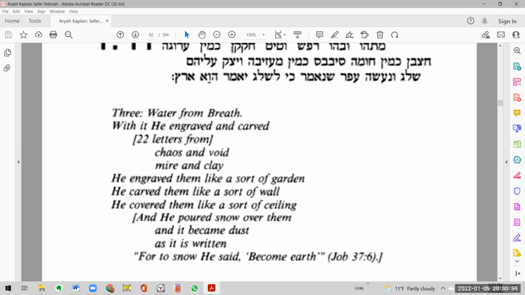Okay, so just to summarize briefly, 3 refers to Binah, which is the third sefirah after Keter, and it's in Binah that the letters begin to form.